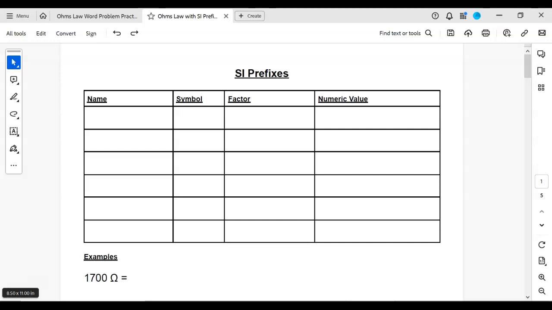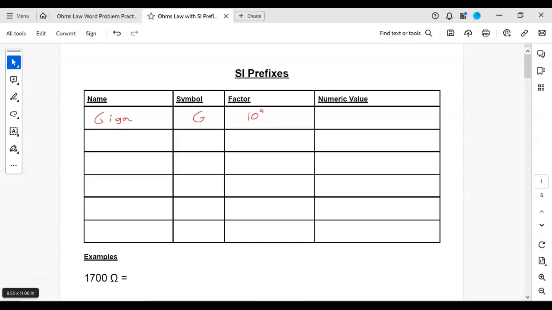And you might have heard of this when you're talking about computers or flash drives, but it is giga, like a gigabyte. So giga, G-I-G-A. Symbol for that is a capital G. Important that is a capital G there. And the factor is times 10 to the 9th power.